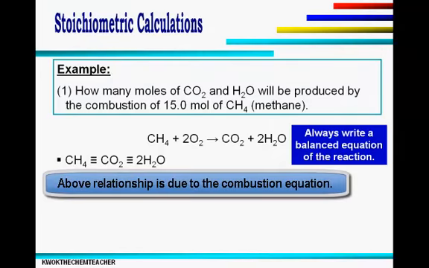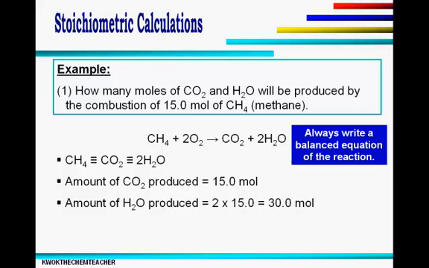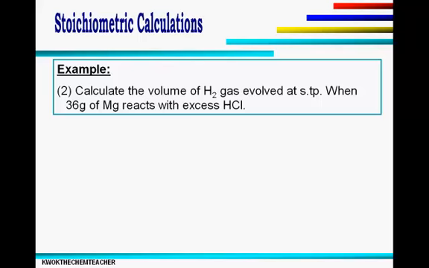Essentially, the mole ratio is for every 1 mole of methane, you will produce 1 mole of carbon dioxide and 2 moles of water. Therefore, the amount of carbon dioxide formed will be 15.0 moles, and the amount of water produced will be 2 times 15.0, which will give you 30 moles. Since 2 moles of water is formed together with 1 mole of carbon dioxide, the amount of water formed is twice that of the carbon dioxide that is formed.